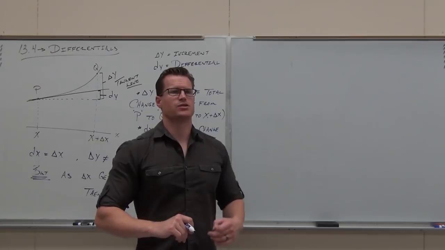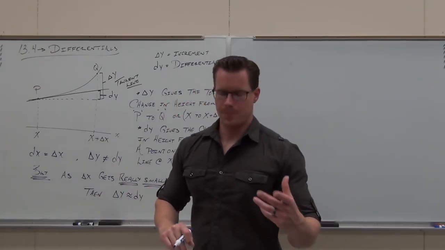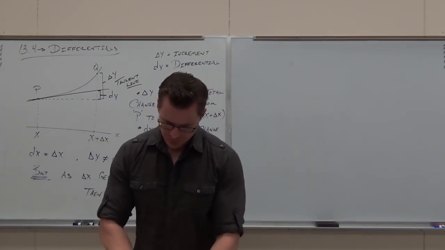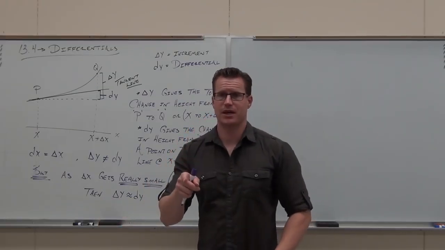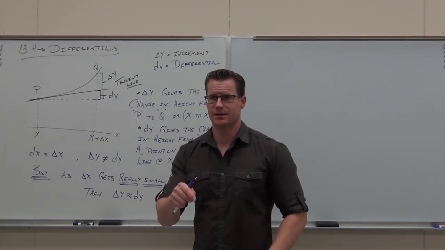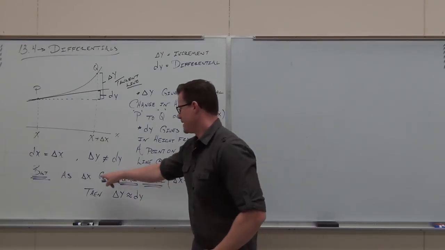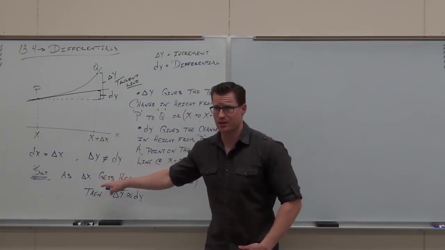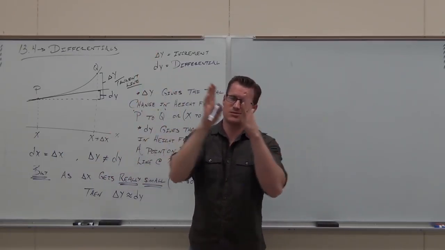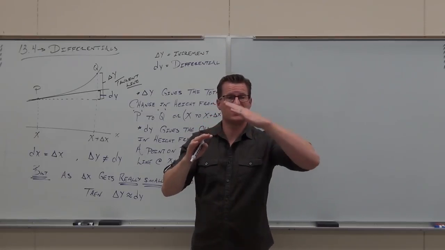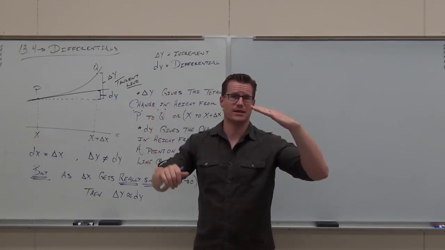Then delta y is approximated by dy. That should look pretty familiar. Does that look familiar to you? Are you okay with that idea? That as delta x gets really small, the distance between the points gets really close, and the secant line, if you will, starts looking like a tangent line.